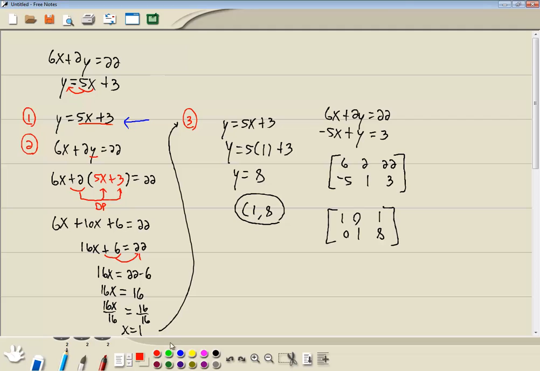Now, 2 equations, 2 variables. Our first 2 by 2 square here should be diagonal 1's, 0's everywhere else, which it is. And then, if that's true, then our answer is the far right column. So this will be x, and this will be y. So our answer will be (1, 8).